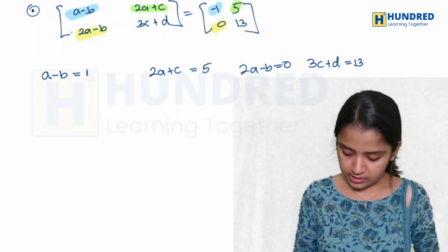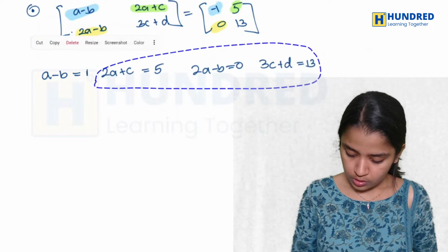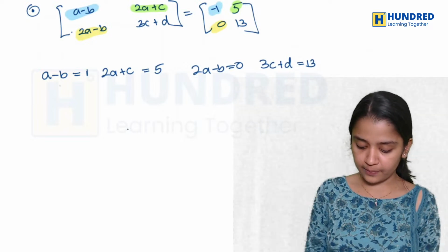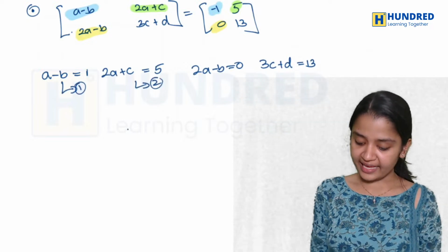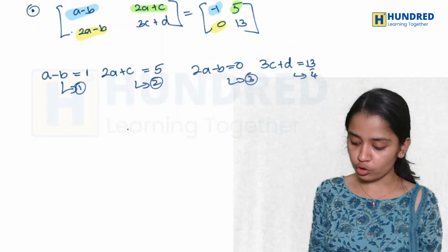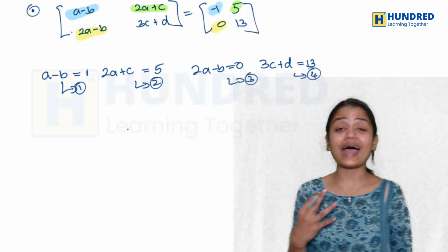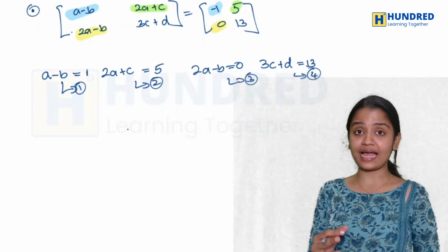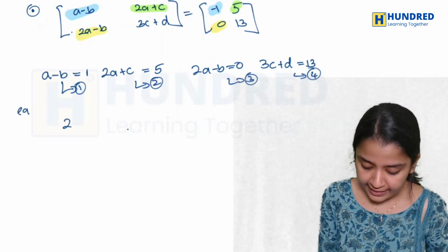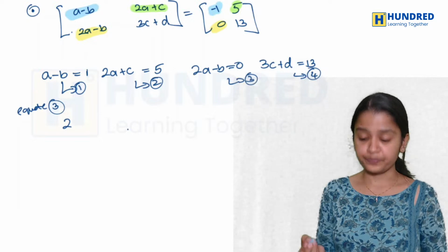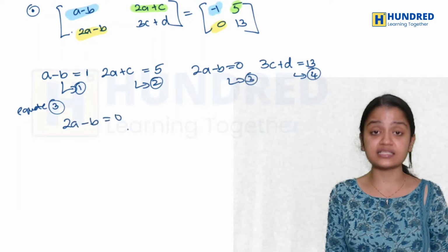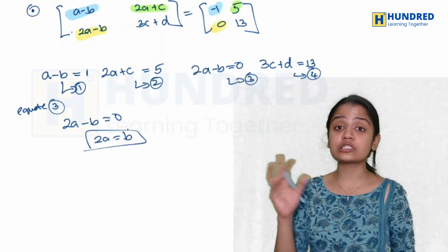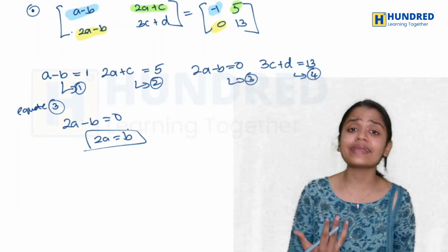So once again, let me name them as first equation, second equation, third equation and fourth equation. Now what am I doing? I am equating my third equation. So if I equate my third equation, it will be 2A minus B is equal to 0, and 2A is equal to B. So I got B as 2A.